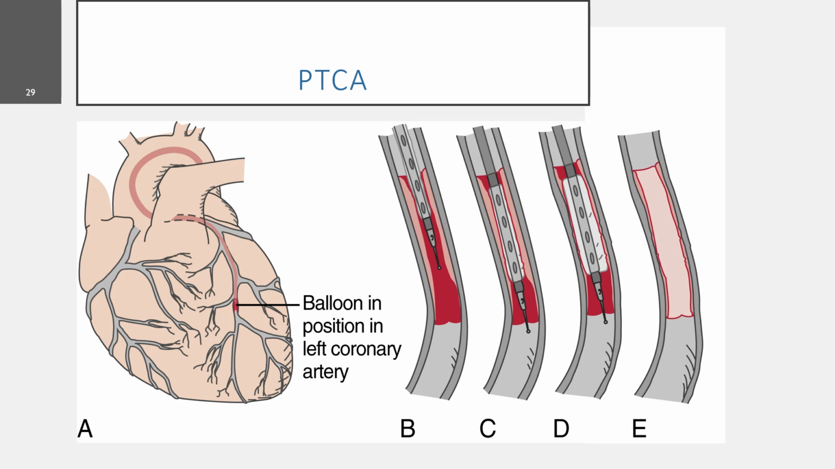Percutaneous transluminal coronary angioplasty can open an occluded coronary artery without opening the chest, which is an important advantage over bypass surgery. Once coronary angiography has been performed to determine the presence and location of an arterial occlusion, a guide catheter is threaded through the femoral artery into the left coronary artery.